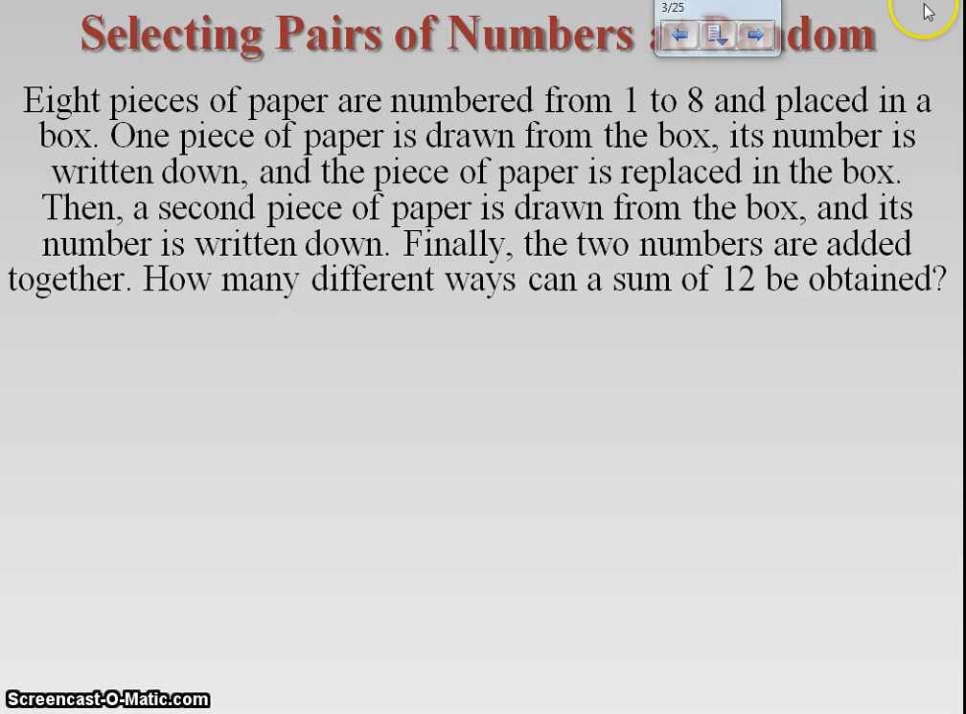So we'll start with this problem. Let me get this box out of the way. 8 pieces of paper are numbered 1 to 8. They're placed in a box. One piece of paper is drawn from the box. Its number is written down. The piece of paper is then replaced in the box, and a second piece of paper is drawn from the box, and its number is then written down. The two numbers are added together. How many different ways can the sum of the added numbers be equal to 12?